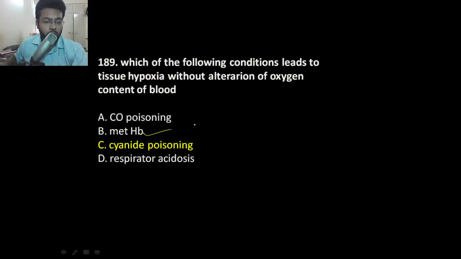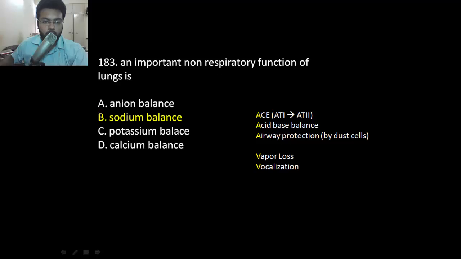Methemoglobin is an abnormal form of hemoglobin where Fe2+ is converted into Fe3+, so there is alteration of oxygen content in the blood. An important non-respiratory function of the lung.